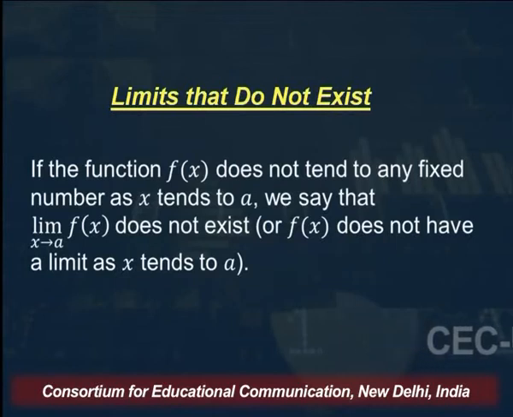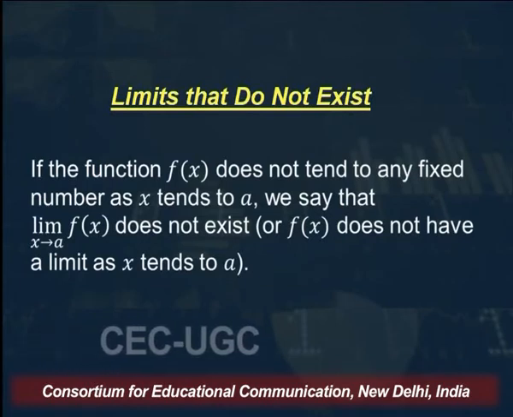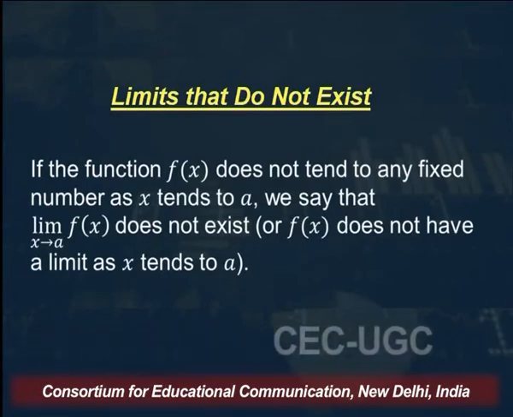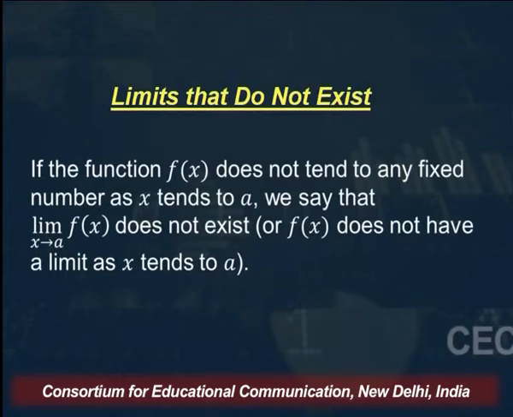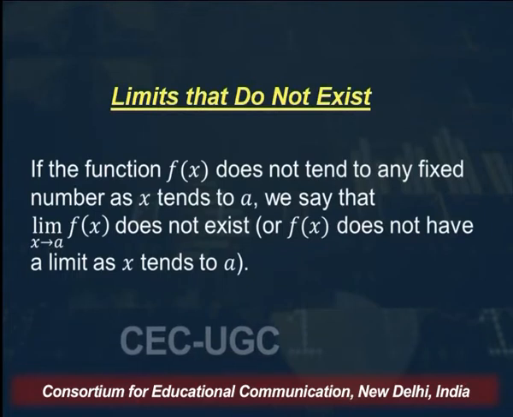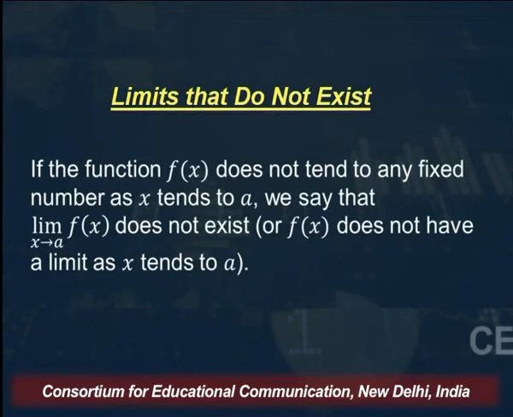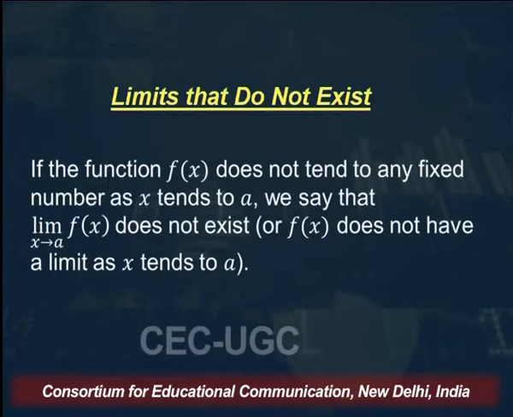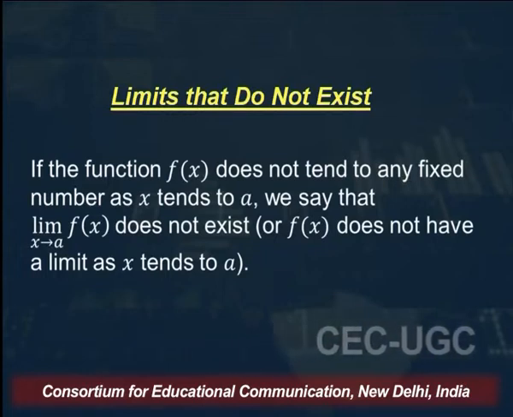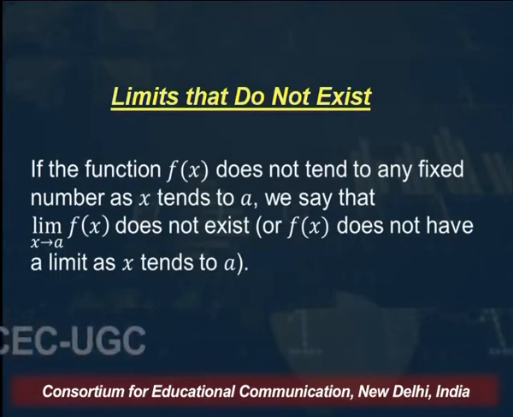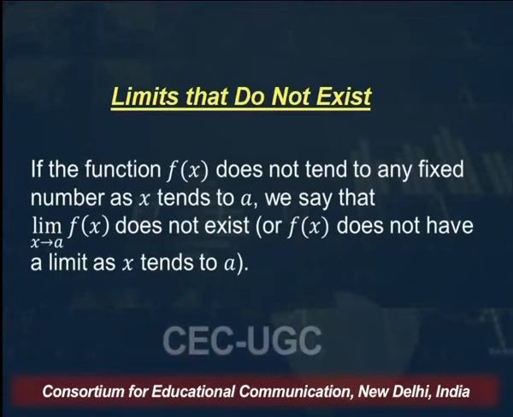Now also I said that this number L has to be a finite number, right? So the point here is that if the function f does not tend to any fixed numerical number as x tends to a, we say that the limit does not exist. It has to be a finite real number, and if the function does not tend to any fixed number as x tends to a, we say that the limit does not exist, or the function does not have a limit as x tends to a.